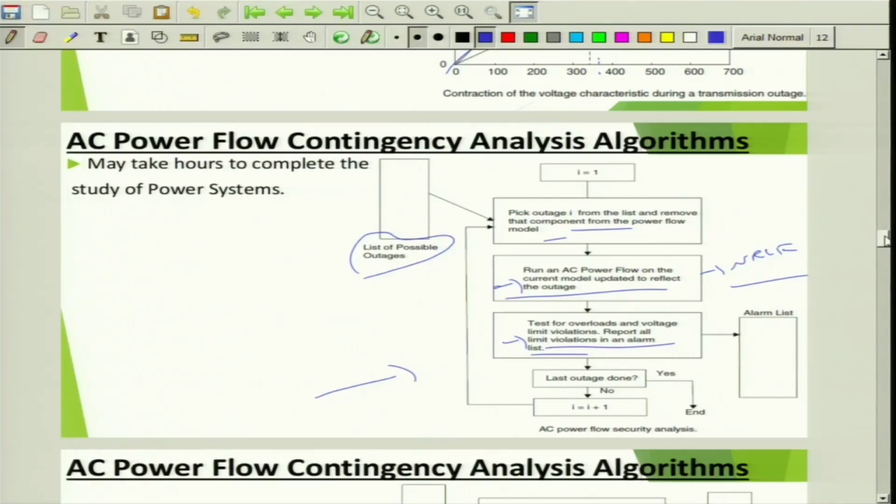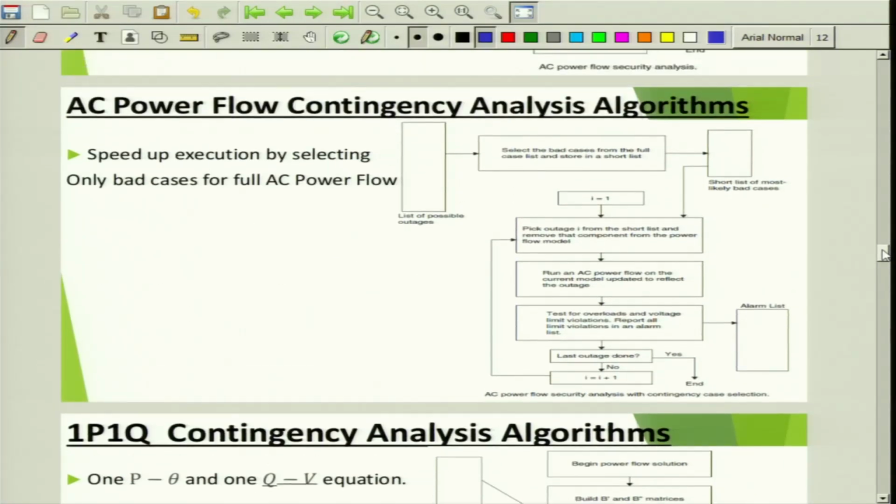So we will use other methods. Speed up execution by selecting only bad cases for full AC power flow. Carrying out a full AC power flow is a very critical thing, so first you shortlist. Even in placement interviews, that is what we do, right. We do not interview each and every candidate. We first carry out a written test, shortlist some of the students, and interview only those. Otherwise, with 500 students, you would have to carry out one-to-one interviews, and that does not happen. You understand, something of this sort.